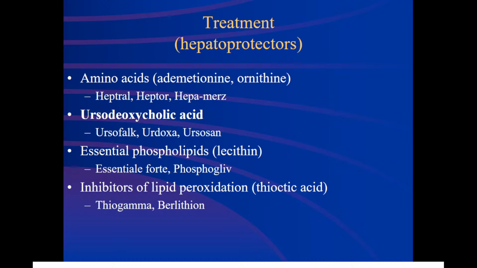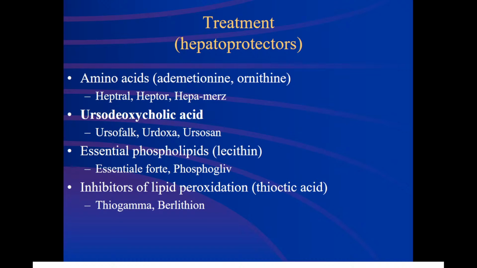Also, hepatoprotectors include amino acids, which are ademethionine and ornithine. This one is a more powerful hepatoprotector. And also in the class of hepatoprotectors is ursodeoxycholic acid. This one is the most effective drug from all listed before and which you can see after, for example, essential phospholipids and inhibitors of lipid peroxidation, thioctic acid.